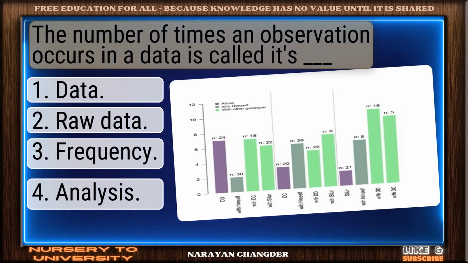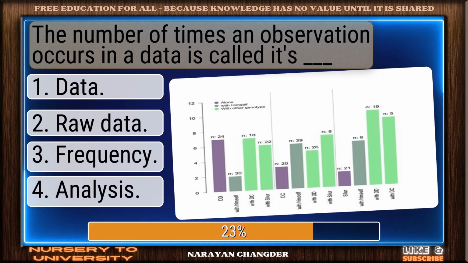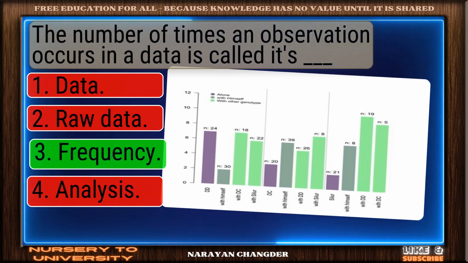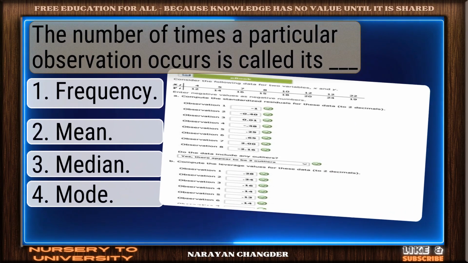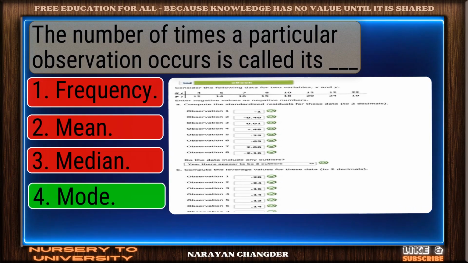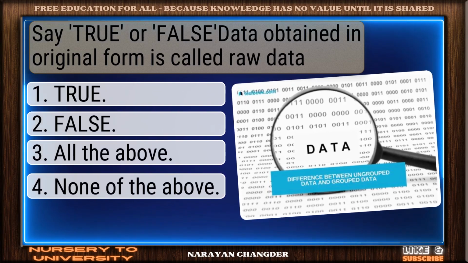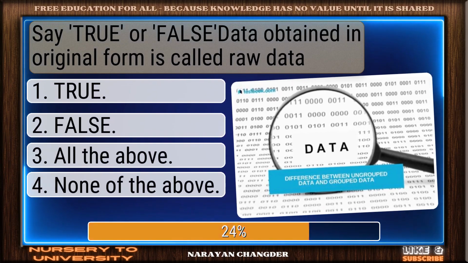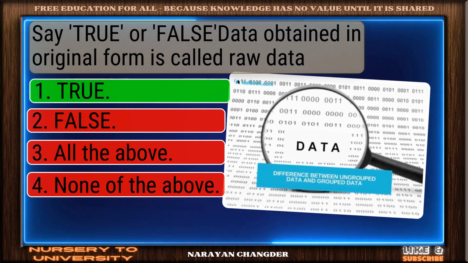The number of times an observation occurs in data is called its dash. On track. Frequency is the correct answer. The number of times a particular observation occurs is called its dash. Right choice. Mode is the best answer. Say true or false: data obtained in original form is called raw data. Good thinking. True is the right answer.